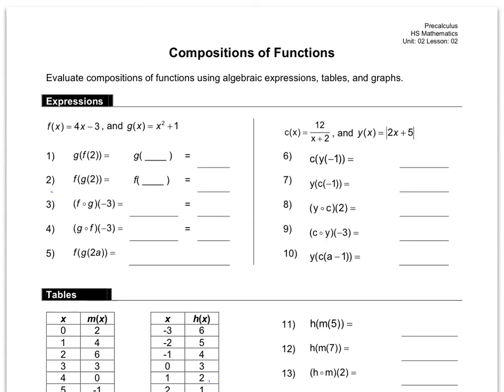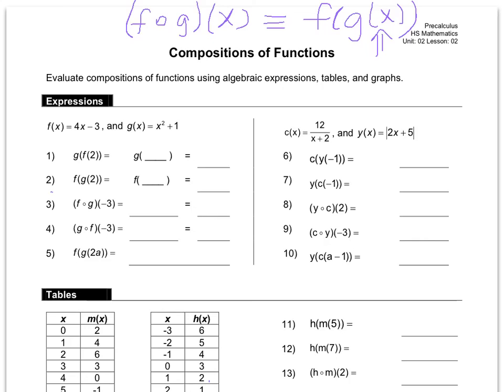Composition of functions. The composition of functions is applying one function to the result of another function. It is written in two ways: f composition g of x, which means the same thing as f of g of x. When dealing with composition of functions, we always start with the innermost function, get the results from this function, and pass them to the outer function.